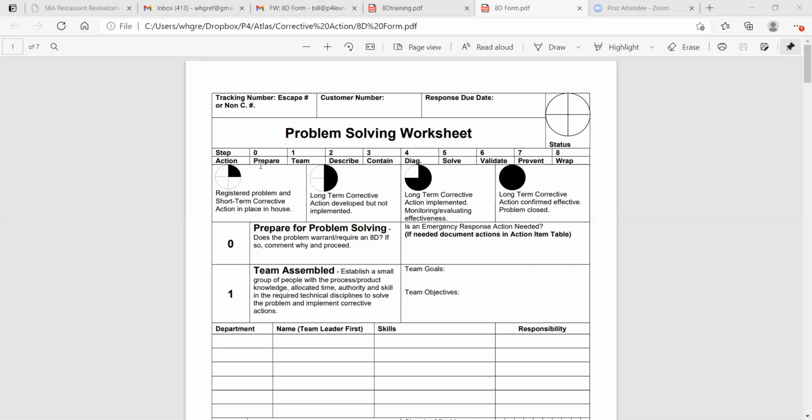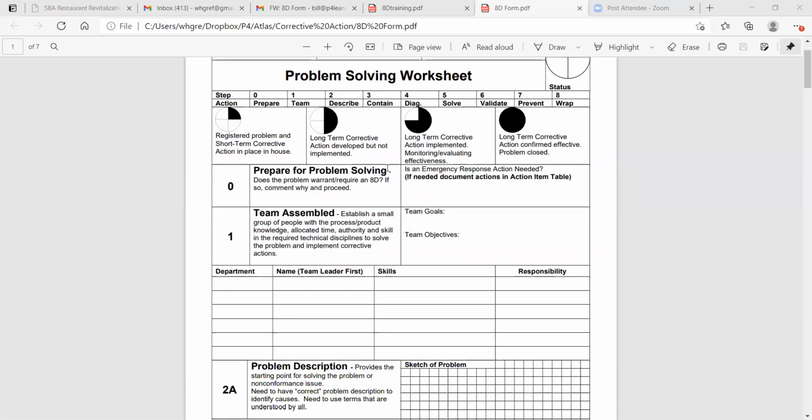Zero is prepare, which is what we're doing now, starting with a little bit of quick training refresher for some of you guys. 1, a team. 2, describe the problem. 3, contain it. 4, diagnose it. 5, solve. 6, validate. 7, prevent. And then 8, wrap. So again, prepare for problem solving.